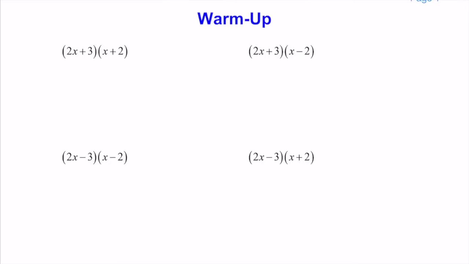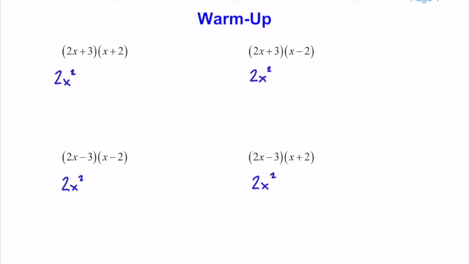What I want you to notice about all of these multiplication problems is that they all involve 2x plus or minus 3 being multiplied by x plus or minus 2. So all of our coefficients are the same for these two binomials. In all of these, we're going to end up with a 2x squared for our leading term in standard form, because 2x times x gives me 2x squared. And for our last term, all of these are going to have a 6, but it's either going to be a positive 6 or a negative 6.